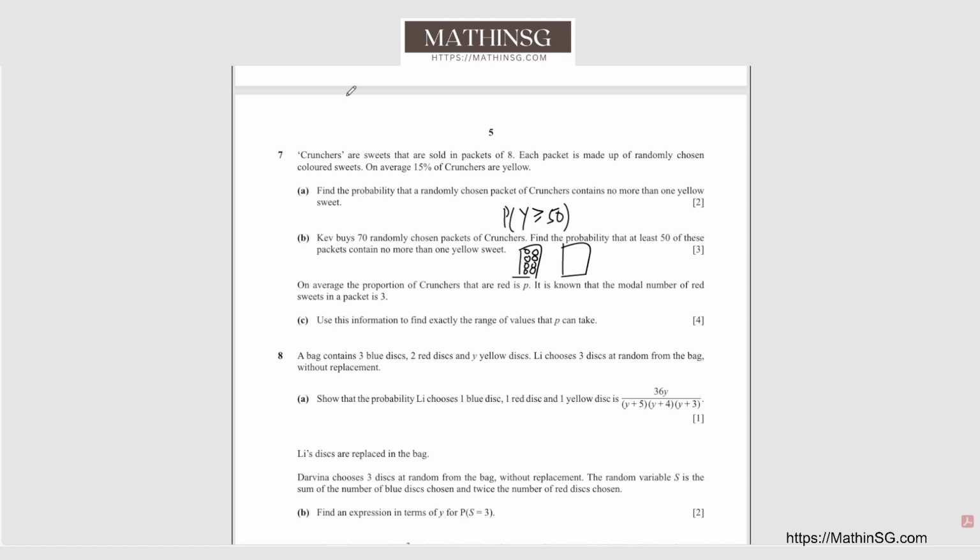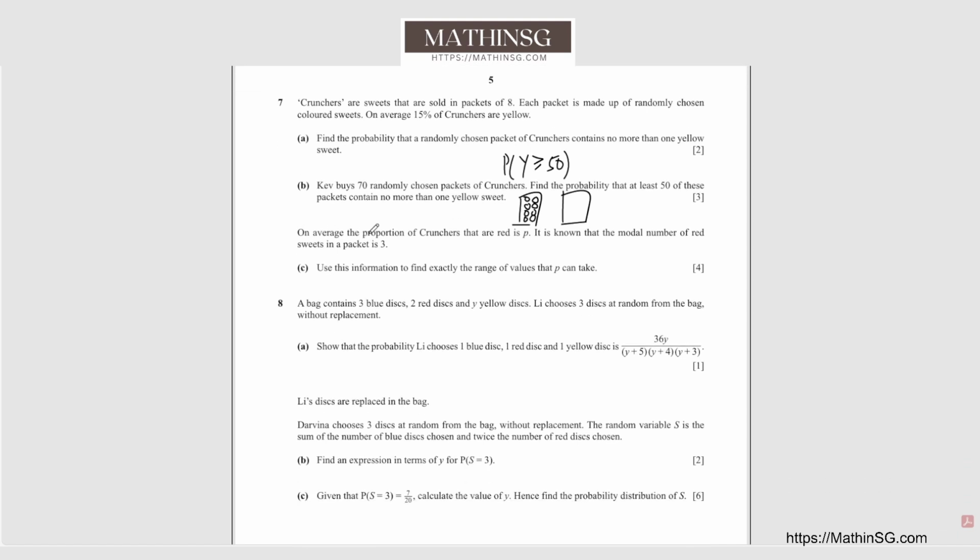Okay, next. On average, the proportion of crunches that are red is p. It is known that the modal number of red sweets in a packet is 3. Use this information to find exactly the range of values that p can take. So now we are going to look at one packet again, but now we are not interested in yellow crunches. We are interested in red crunches.